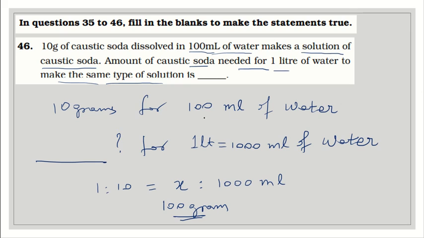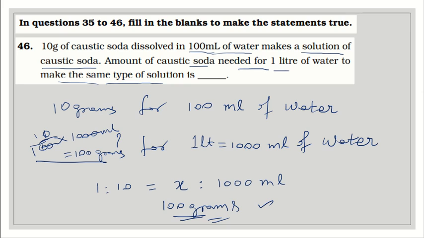For 1 ml, 10 by 100, that means 1 by 10. For 1000 ml, 1 by 10, or 10 by 100 into 1000 ml. So these two zeros will get cancelled. So 10 into 10, 100 grams. So 100 grams of caustic soda is required to make a solution of the same type, or with the same concentration. Okay, this is question number 46.